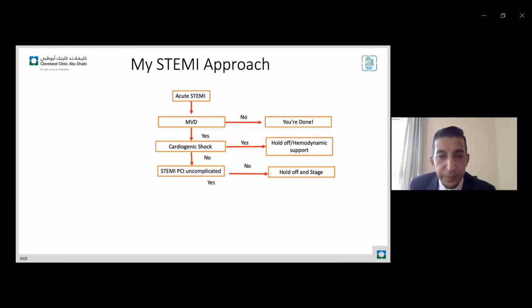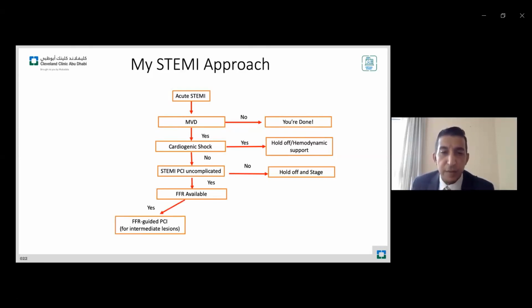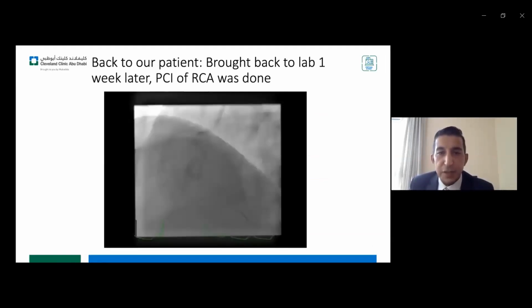If it is uncomplicated, then the question is, is FFR available? For us, it is available, and I think that's a strategy that should be done. If yes, then we use FFR-guided PCI. For intermediate lesions, anything less than 80%, we'll use FFR to make a decision. If no, then I think you need to focus on the really severe lesions. I think the trials show that we need to raise the threshold closer to 80% for lesions that we should be treating.